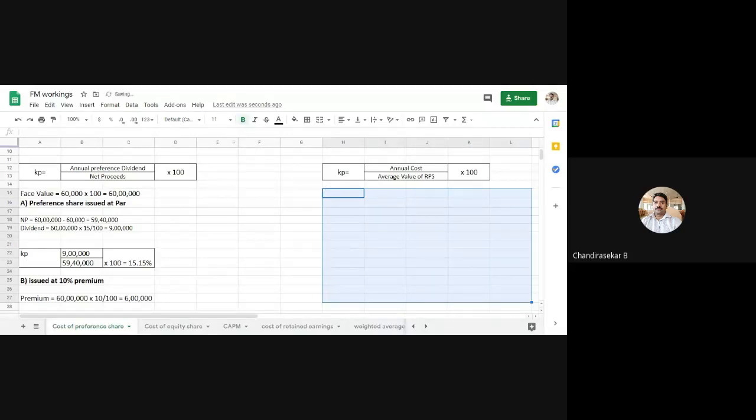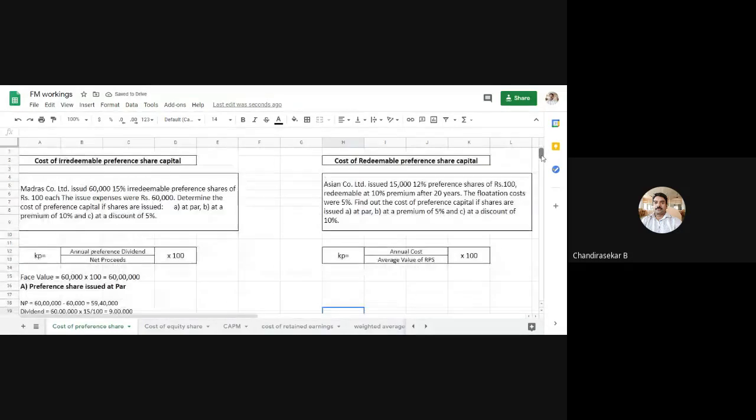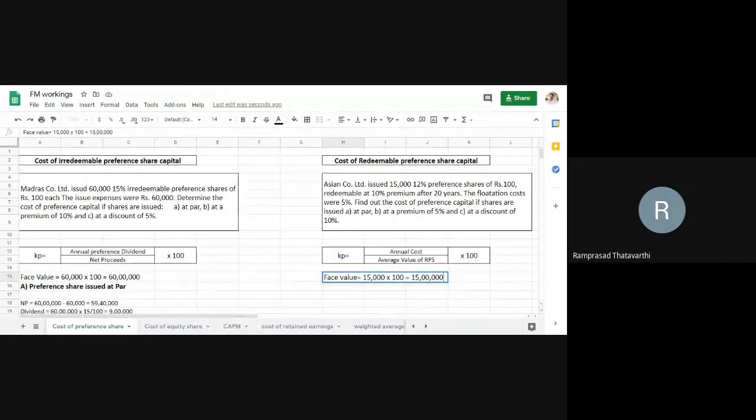Once the issue expenses are given in value, no problem. Now they are given in percentage. So how much finance the company is going to raise from that capital, they agreed to give 5% issue expenses. It is called a flotation cost. So face value is equal to 15,000 preference shares into 100 each. It will be 15 lakhs, na? Yes, 15 lakhs.